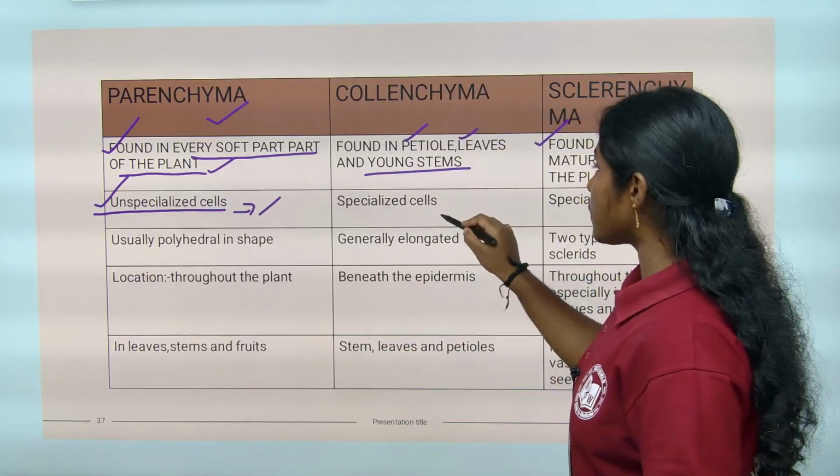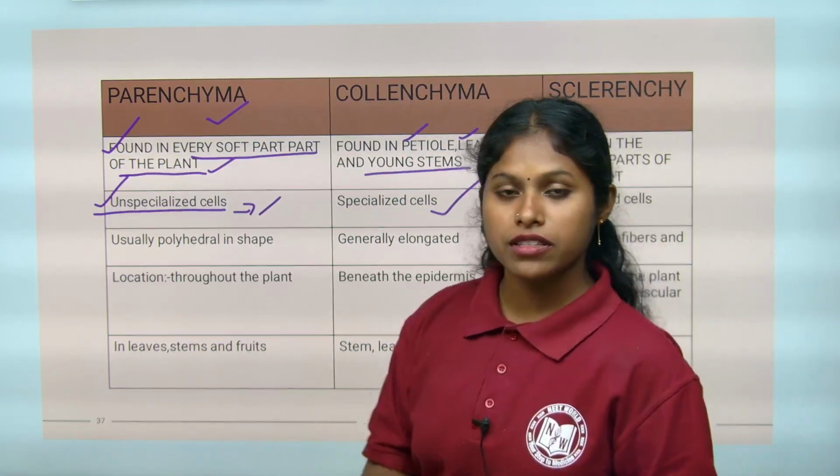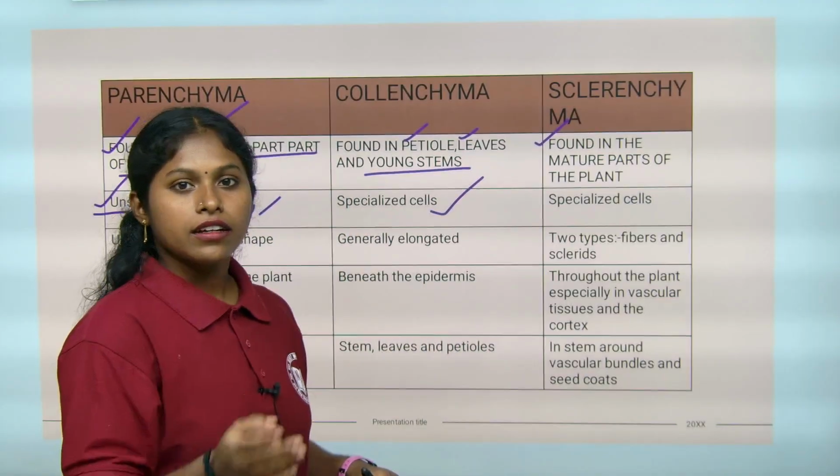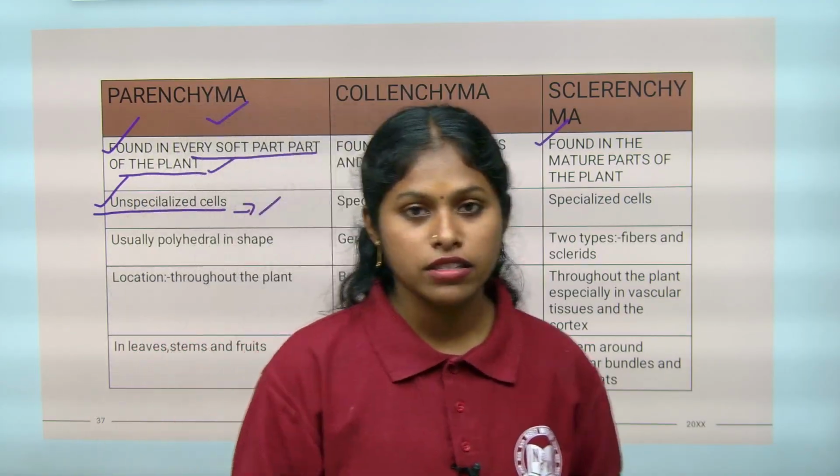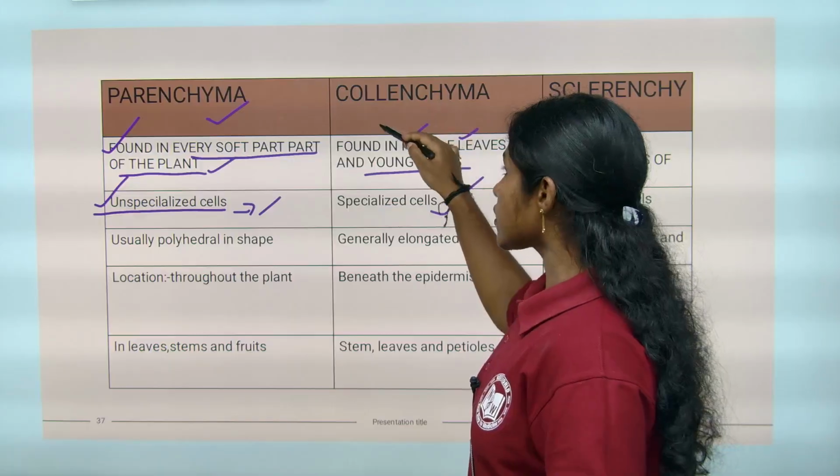Coming to the Collenchyma, specialized cells, because it participates in tensile strength and the veins of the leaves. It is due to this Collenchyma only.